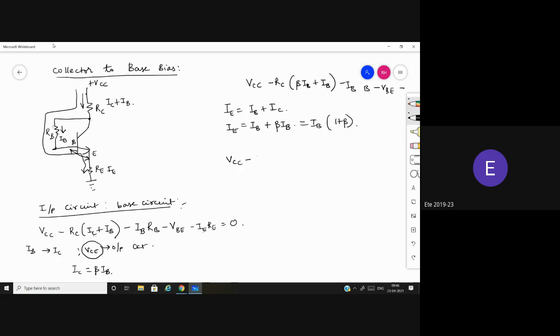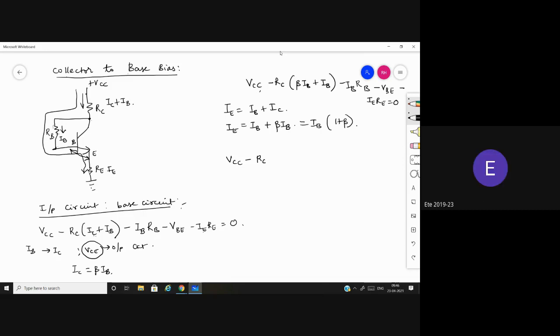Can you explain the previous step once more? After substituting IC equals beta IB, how do we get that equation? See, VCC minus RC into (beta IB plus IB). In the place of IC, we have obtained it. Then minus IB RB minus VBE minus IE RE is equal to 0. The same thing, whatever we are having here. Okay, sir.